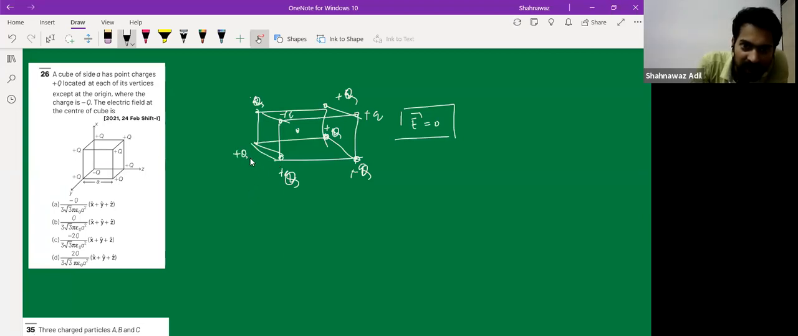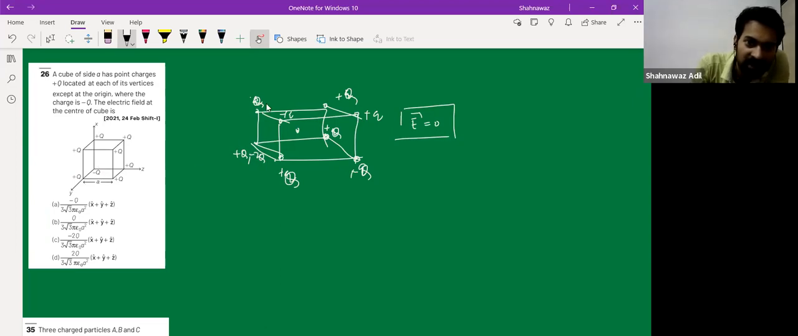Plus Q and minus 2Q, right? Let's say you have 2 charges. One is plus Q and another is minus 2Q, right? So at the origin, you have 2 charges.